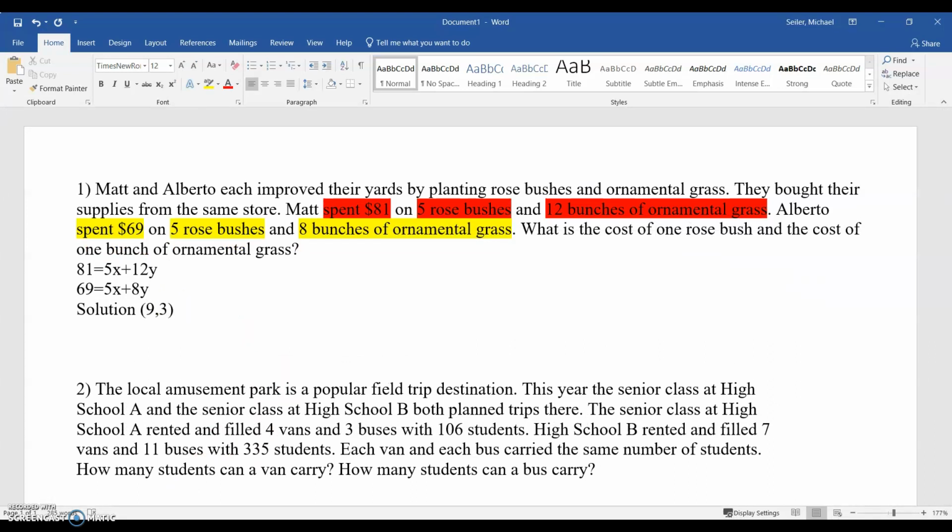So what that means for us is it cost him $9 for each rose bush and $3 for each ornamental grass. That's it. Pretty quick, pretty easy.